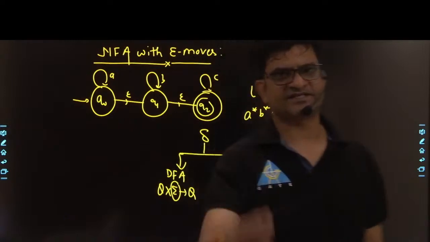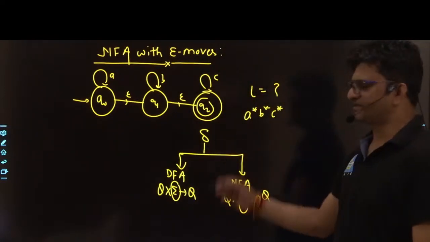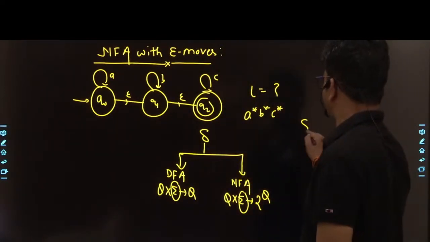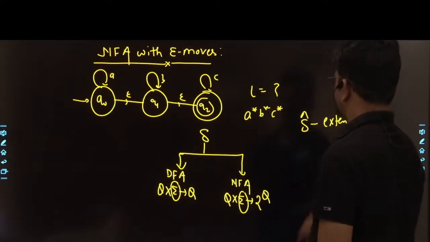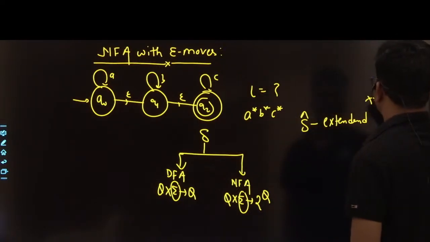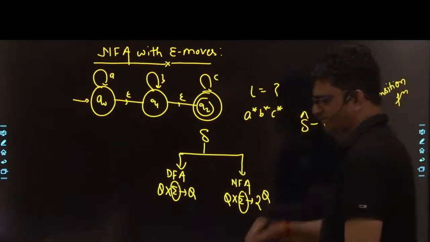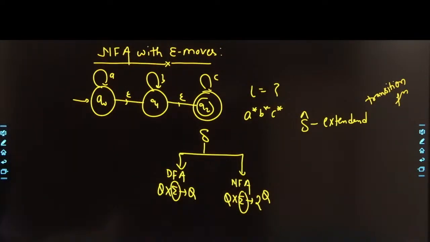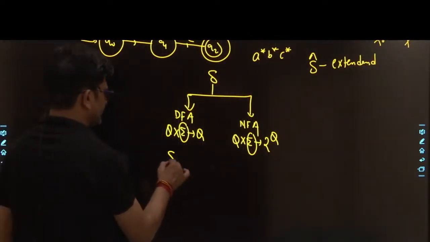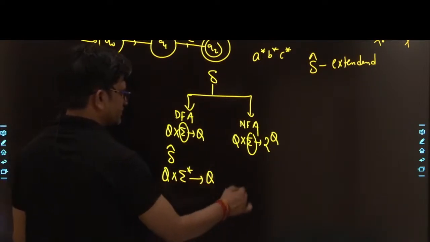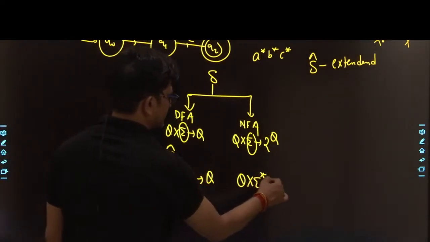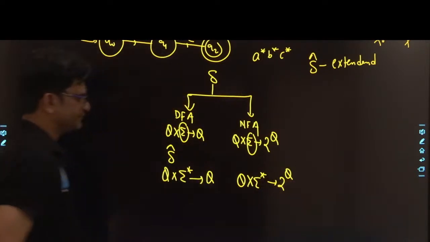So whenever we read a string, we need another transition function that is known as delta cap. It is an extended transition function. So how to write this? Delta cap: Q cross sigma star determines Q in DFA, and Q cross sigma star determines 2 power Q in NFA.